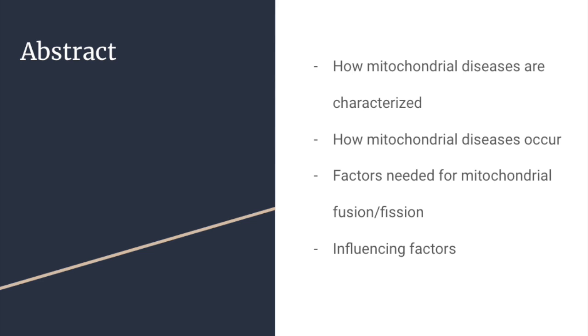The mitochondrial networks are defined by a delicate balance of the fusion and fission events that essentially link mitochondrial biogenesis to mitophagy, which is a quality control process for removing dysfunctional mitochondria within the mitochondrial life cycle. So this entire disease occurs when this balance is disturbed. And the next thing they talked about was the factors needed for mitochondrial fusion and fission.